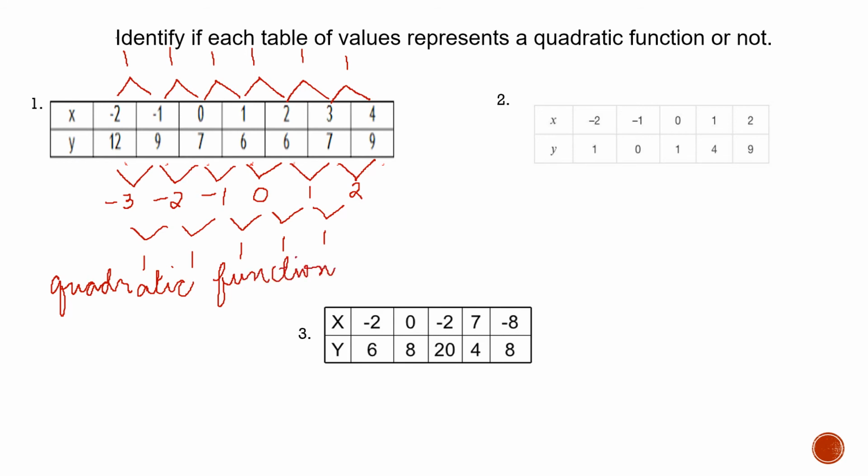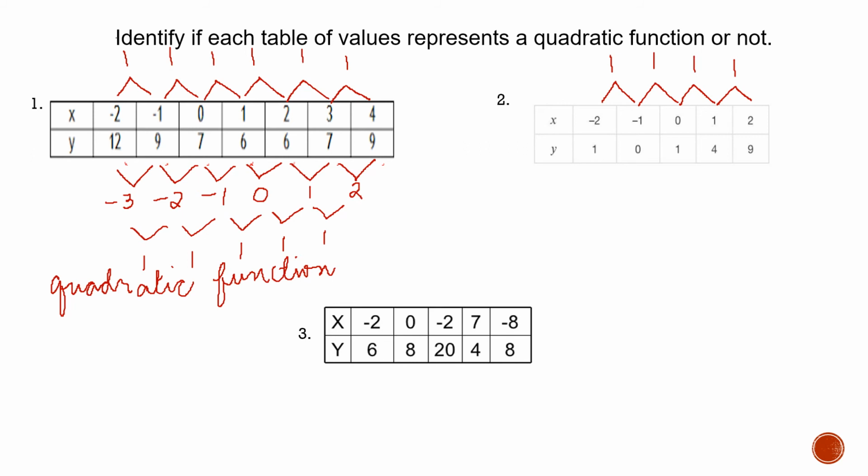Let's have the second one. Get the differences in x. 2 minus 1, 1. 1 minus 0, 1. 0 minus negative 1 is 1. Negative 1 minus negative 2 is also positive 1. So it has equal differences in x.